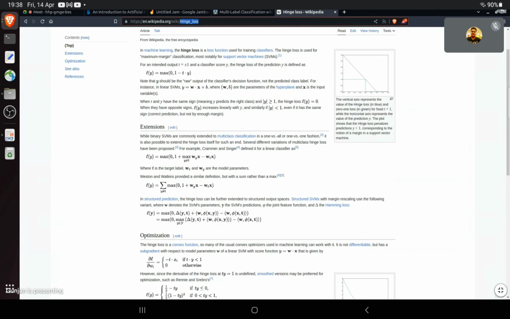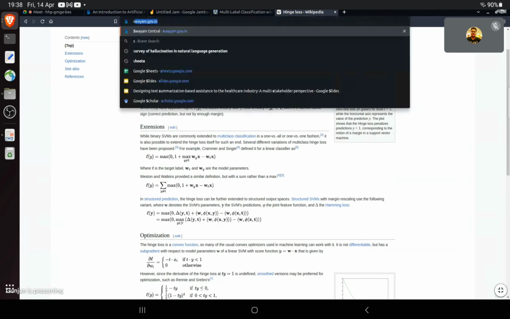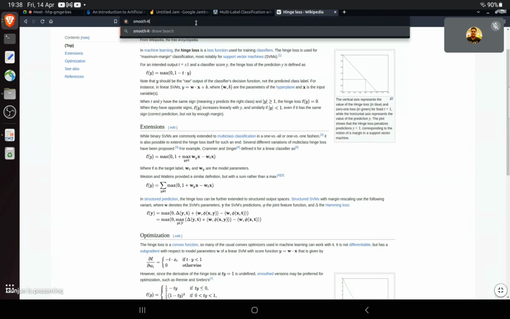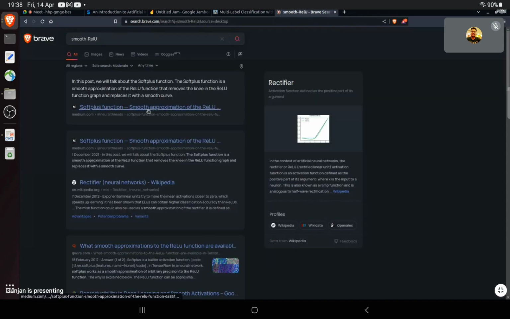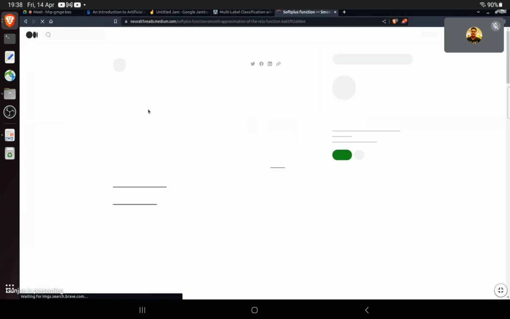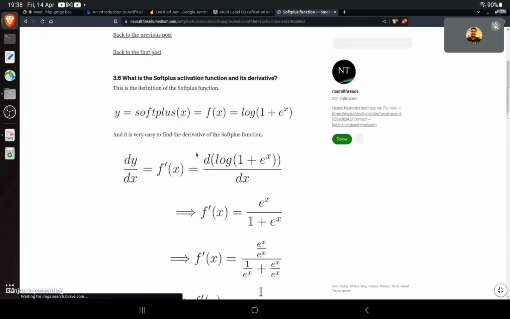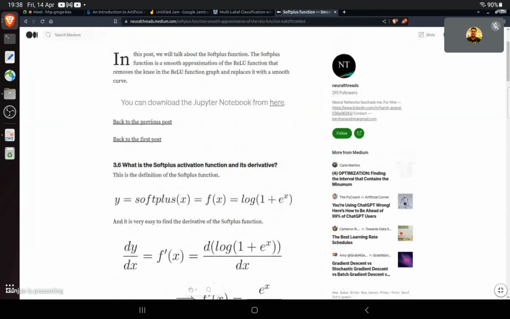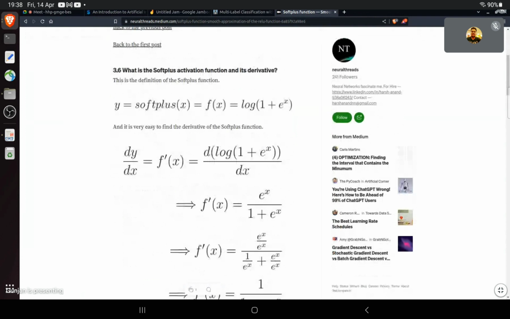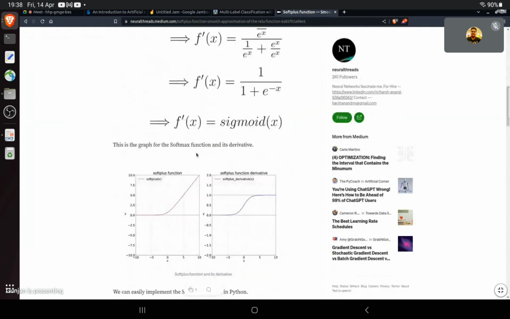Are you aware of it? Yeah, I'm aware of it. I think the professor even discussed the smooth version of it. Softplus. Yeah, the professor talked about it. What is the softplus activation function? It is log of 1 plus e to the power x.